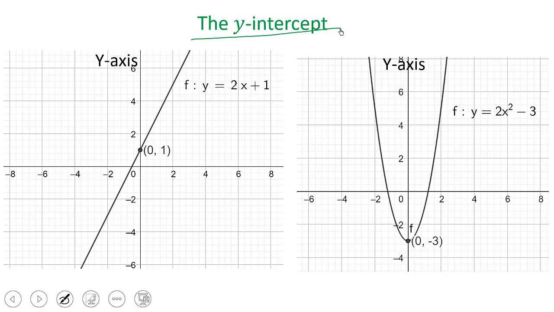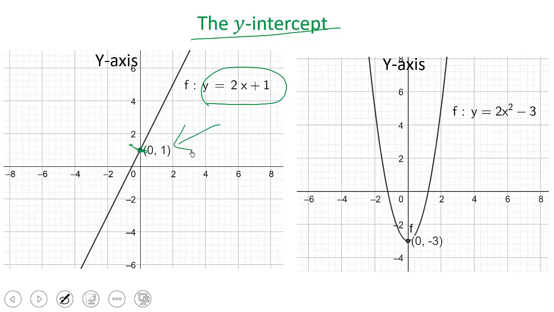The y-intercept is the point on the graph of an equation where the graph touches the y-axis, or cuts the y-axis. So on the graph of this equation, y equals 2x plus 1, the graph cuts the y-axis at (0, 1). So that is the y-intercept.